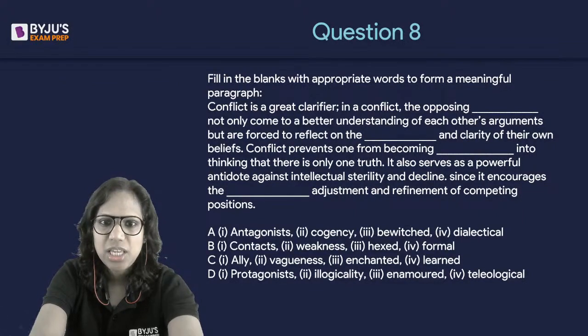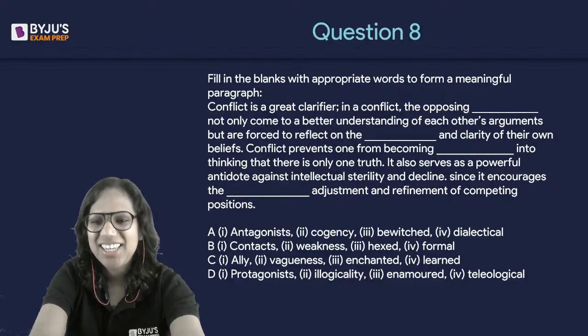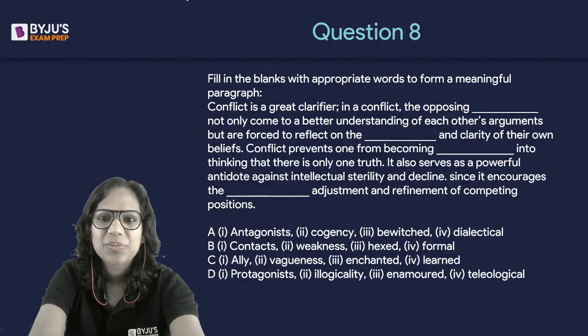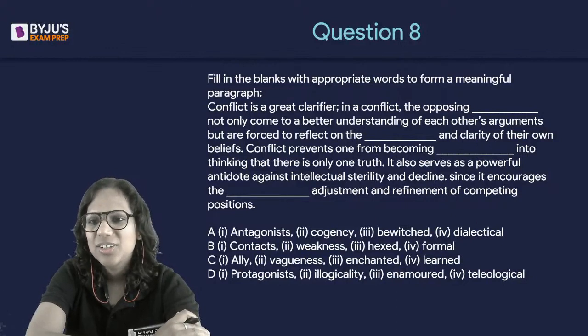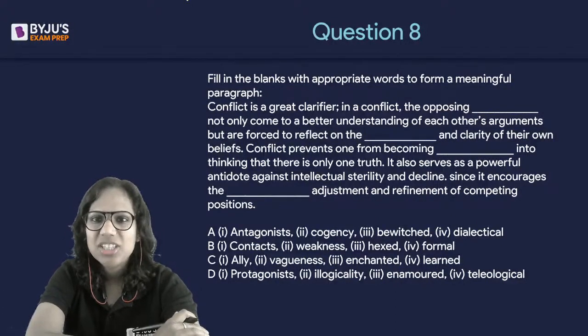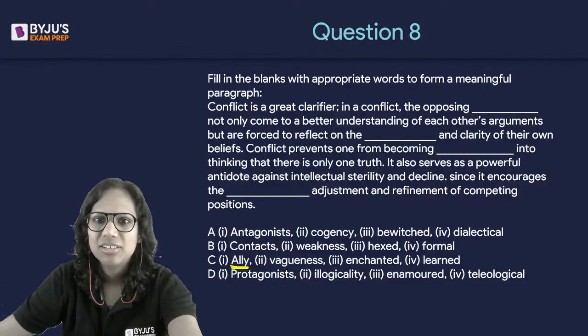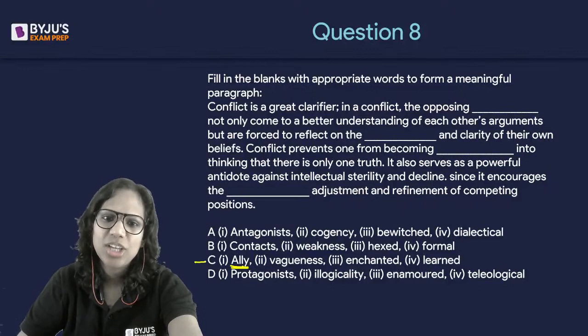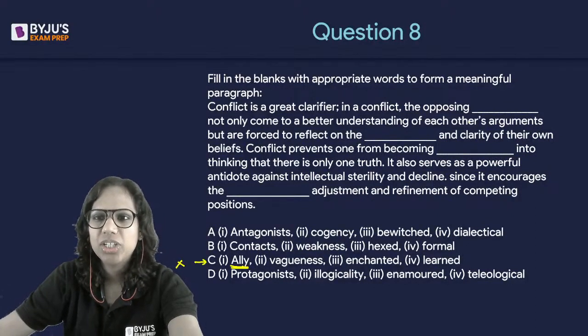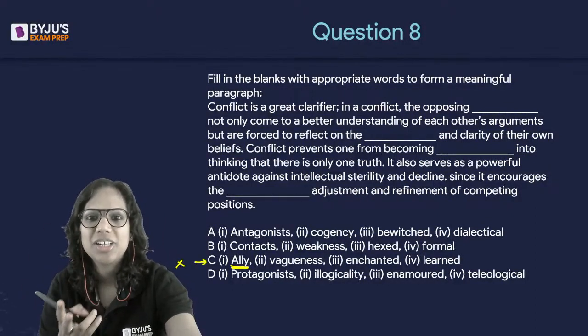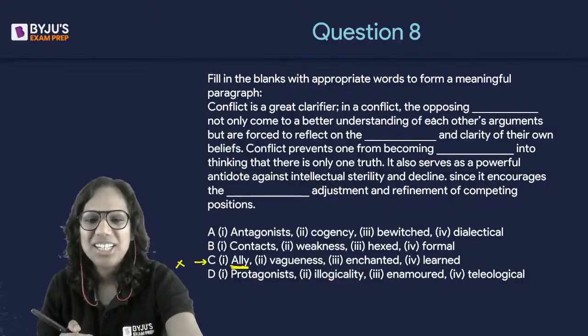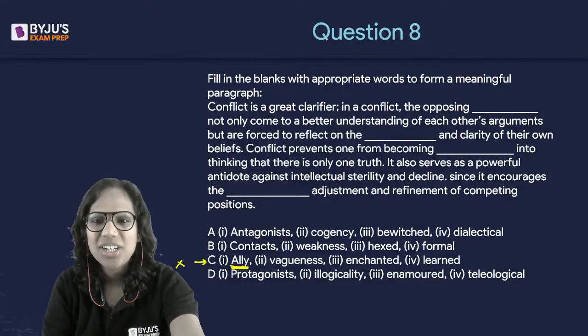Let's see what you say for question number 8. Ujjwal says A. What about others? Mayank also says A. See, option C can be easily eliminated. Allies are friends, and we are saying opposing, right? So ally will not fit here. Moreover, I need a plural word here. Opposing, there must be at least two parties, right? So C is eliminated. Then what else?